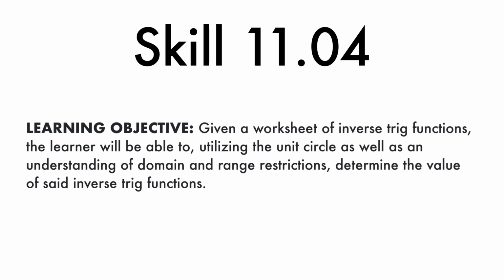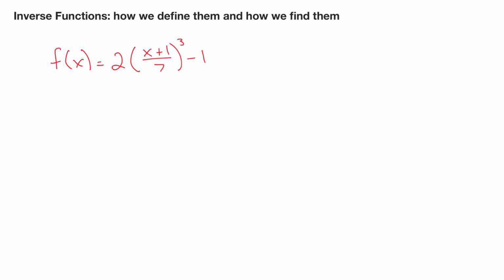Let's do this. First, I want to remind y'all how to find the inverse of a function. If I give you a function like f of x equals 2 times the quantity of x plus 1 divided by 7, quantity cubed minus 1, and I told you I need you to find the inverse of that function, the first thing that you would do is take the x values and the y values and swap them. Realize f of x is just a fancy way of writing y.